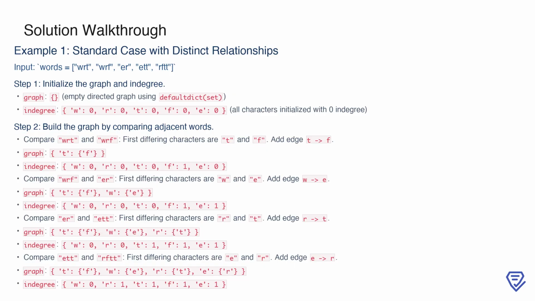Comparing WRT and WRF, the first differing characters are T and F, so we add an edge from T to F and update the in-degree of F to 1. Then, comparing WRF and the next word, the first differing characters are W and E, leading to an edge from W to E and an in-degree of 1 for E. Similarly, comparing the next pair, we find R and T differ, so we add an edge from R to T and increment the in-degree of T. Finally, comparing ETT and RFTT, the first differing characters are E and R, resulting in an edge from E to R and an in-degree increase for R. By the end of this step, the graph and in-degree dictionary reflect the character relationships and their dependencies.